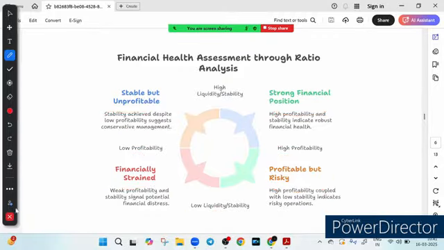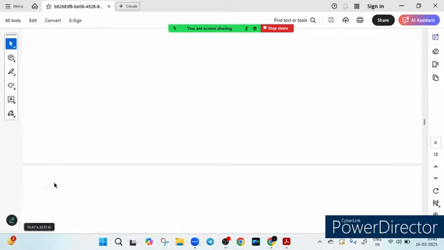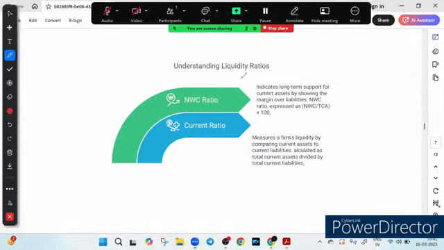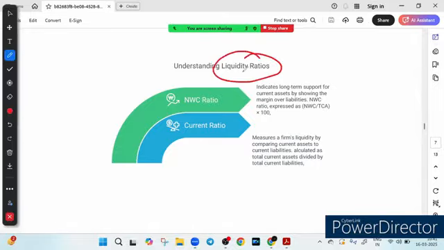So I hope the ratio analysis concept and its importance are very clear to you. Now let's look at the liquidity ratios first of all. Ever wondered how financially secure a company really is? Liquidity ratios hold the answer. They help us understand whether a business has enough short-term assets to cover its liabilities. That is what they answer.